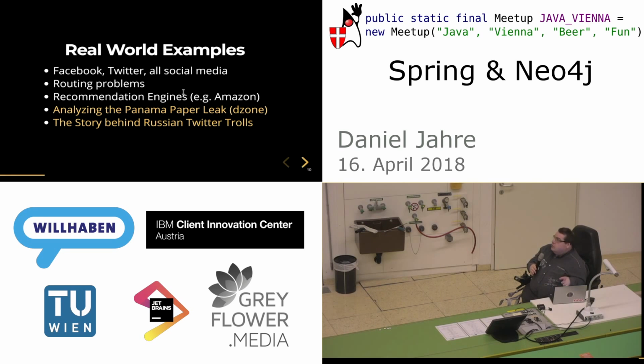The second is the story behind the Russian Twitter trolls, where they could prove that one message had only one source in the Twitter network and was published over 100,000 accounts or something like that, so that to the usual Twitter user, it looks like a natural message that was sent on Twitter, but it was not the case. And there's also an article describing that.